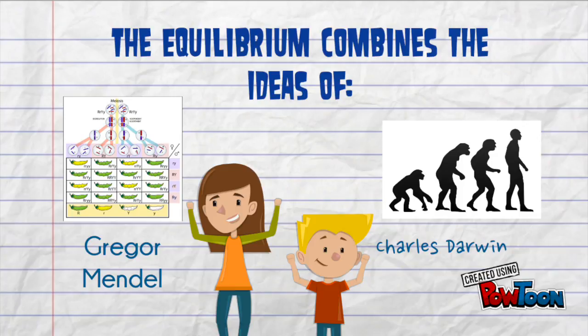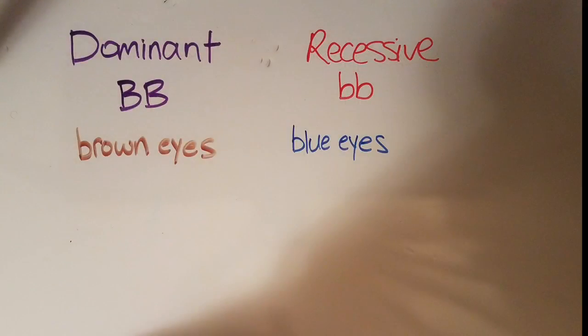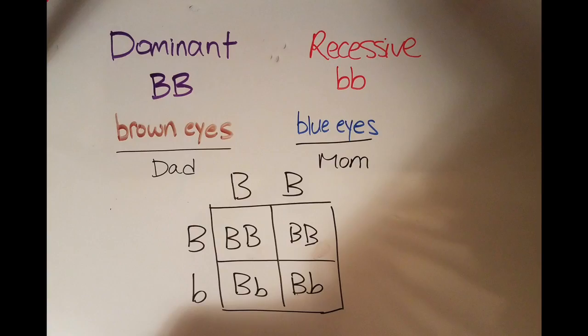would cause evolution. There are two types of genes, dominant and recessive. Dominant genes are represented by capital letters and recessive are shown by lowercase. In this example, the dominant gene will be the trait of having brown eyes and the recessive gene will be blue eyes. Dominant will be big B, and recessive will be little b.